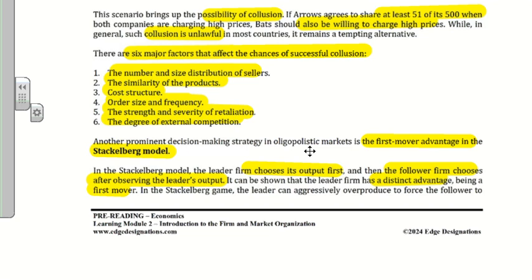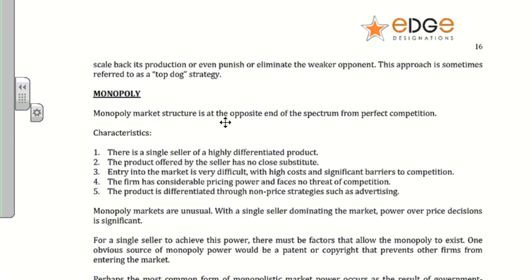Okay, what could he do? He could overproduce aggressively. What would that force the follower to do? To scale back their productions. Okay, or even punish or eliminate the weaker opponent. Okay, often called the top dog strategy.